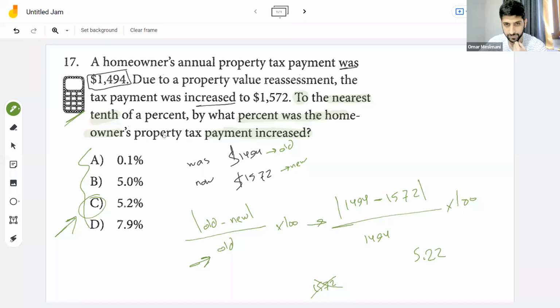All right, sir. Right, nice. Let's do one more. So if there's nothing, increase or decrease, I just put.